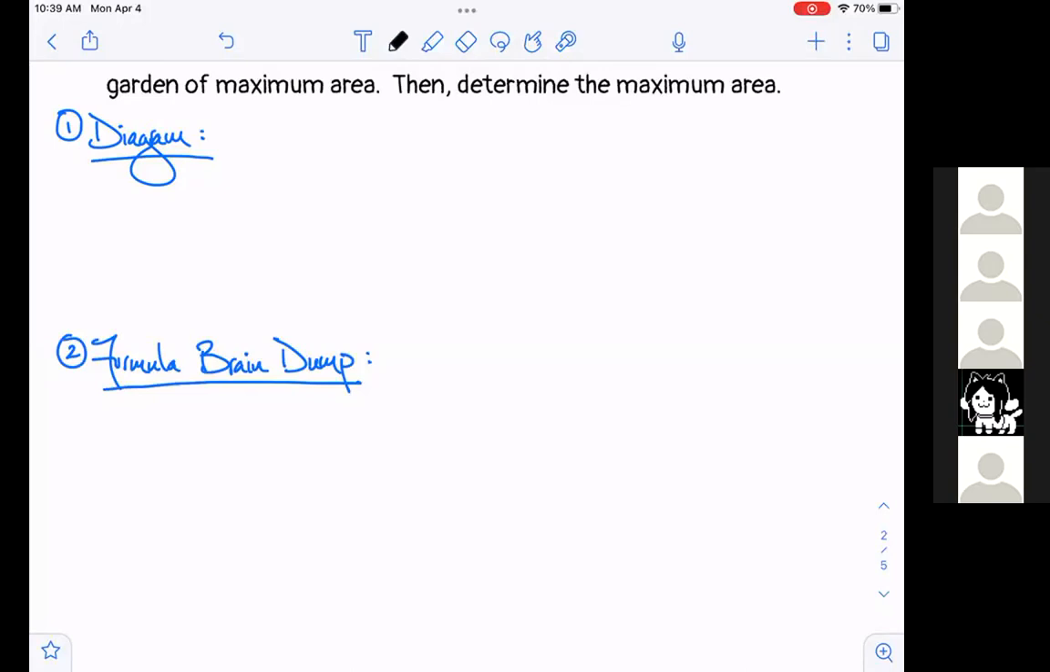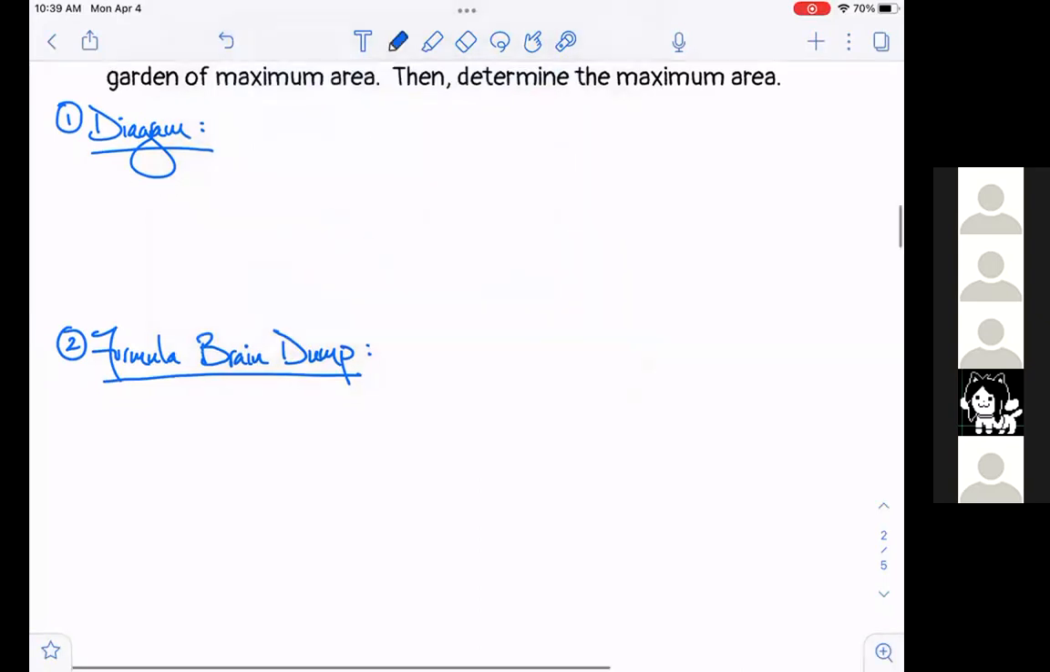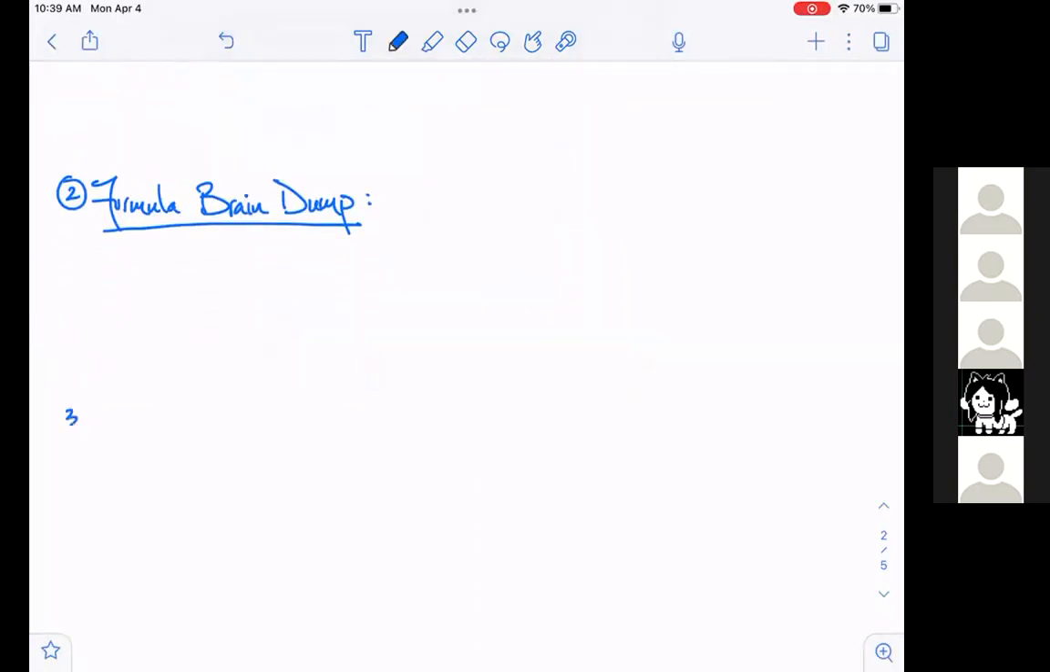And after we do that, so after we have our diagram, after we do our formula brain dump, then we're going to take a look at finding the maximum or the minimum, right? And that again is also going to be a choice, thinking about what the problem is asking us to find, okay?